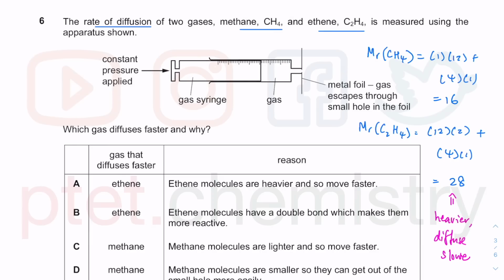since it is heavier. Okay, so diffuses faster, so it can move a bit faster, therefore it must have the lower MR. So this is lower MR compared to 28. This is lower, so CH4, methane, diffuses faster, so not ethene.